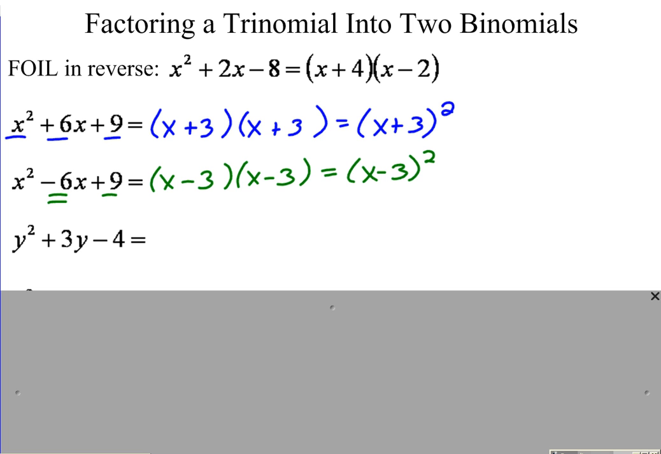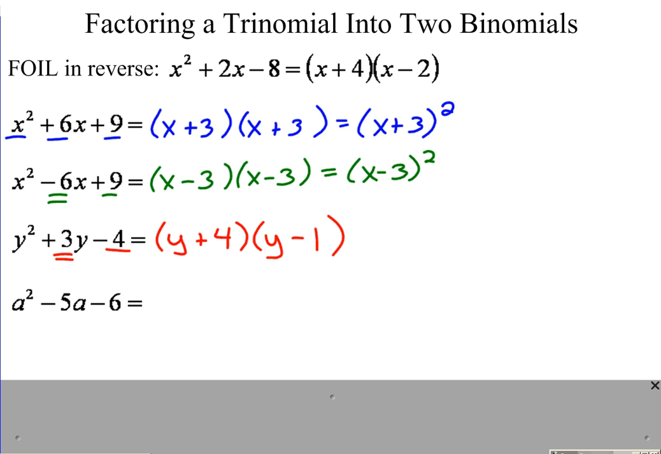Third one, two binomials. What times what equals y squared? Y and y. What numbers multiply to be -4 and add to be positive 3? Anytime the numbers have to multiply to be a negative, remember we have to have one positive and one negative. So we're looking for a positive and negative factor of 4 that add up to be 3. That's positive 4 and -1.